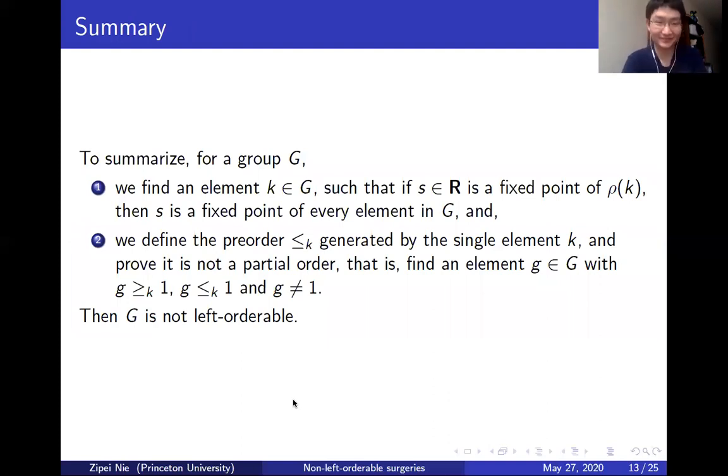In summary, when we are given a group G, the first step is to find an element k in G such that for any homomorphism rho from the group G to the orientation preserving homeomorphism group on the real line, if s is a fixed point of rho of k, then s is a global fixed point.